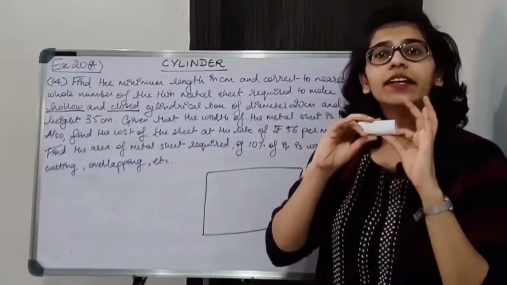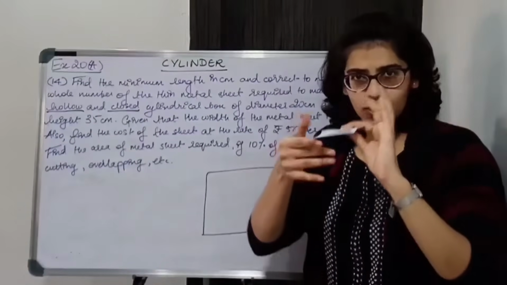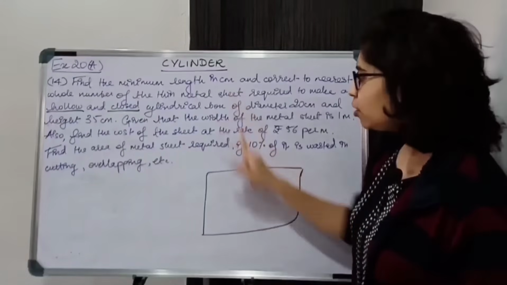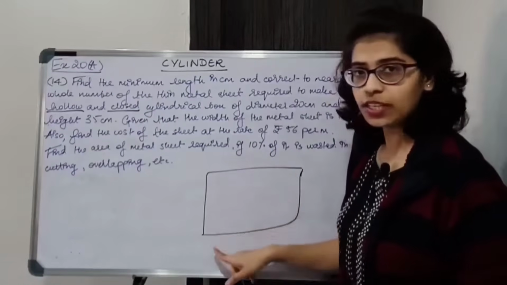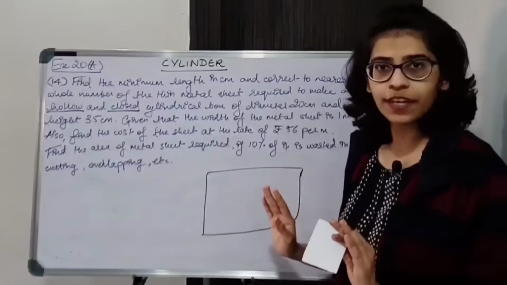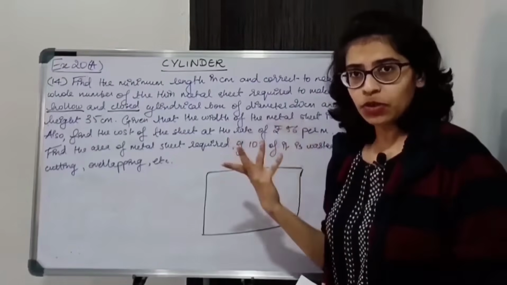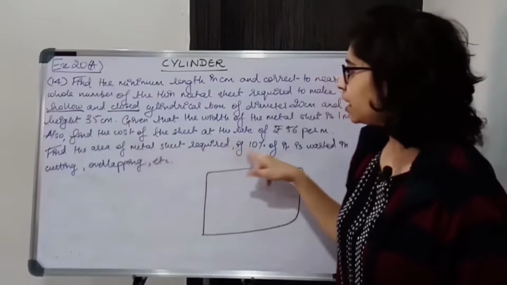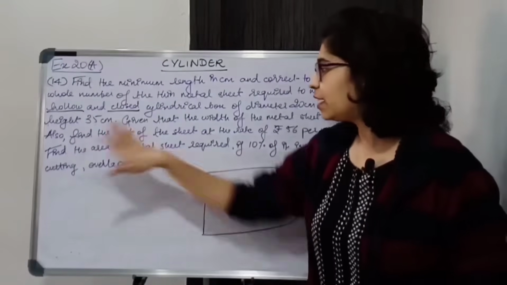You are given cylinder ka dimensions as well as dimension of this rectangular sheet. This sheet और इसी sheet में से you are making the cylinder. So there is this sheet जिसका length you have to find. We don't know the length, but we are given the width of the sheet. The width of the metal sheet is 1 meter. Okay, you have to find the cost of the sheet. Cost find करेंगे after you know the area, and area कब मिलेगा? When you know the length of the sheet. Okay, so this sheet का length find करना and then the cost. Find the area of the metal sheet required if 10% of it is wasted in cutting, overlapping, etc. We'll come to this part later on.